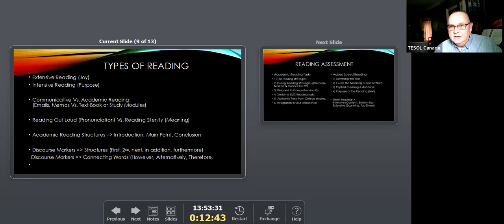Extensive reading is for pleasure, enjoyment. Intensive reading has a purpose, such as studying or preparing research. There are communicative versus academic reading. So emails and memos are communicative. Academic reading is textbook or study modules.